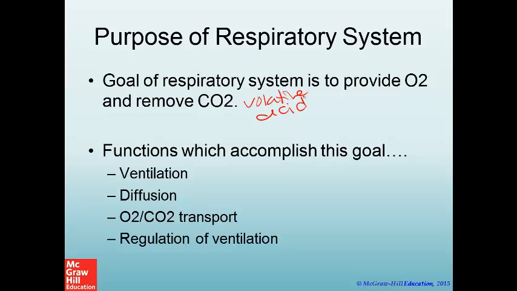Breaking down glucose, C6H12O6, in order to extract energy from those covalent bonds to make ATP, is going to provide CO2, water, and heat as waste products. Now, all of your cells are doing this. All of your cells are making CO2 at a very high rate.